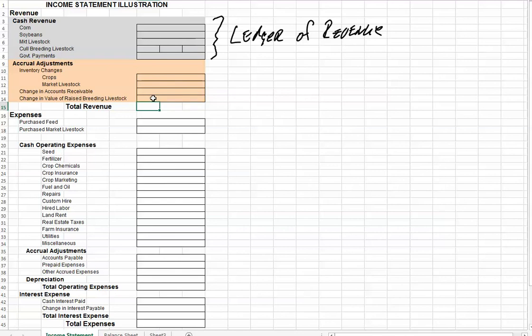So real quick summary, don't forget, the cash revenue comes from the ledger accounts. The accrual adjustments come from the different portions of the chart of accounts, but it comes from the changes in the chart of accounts, not in the actual values.